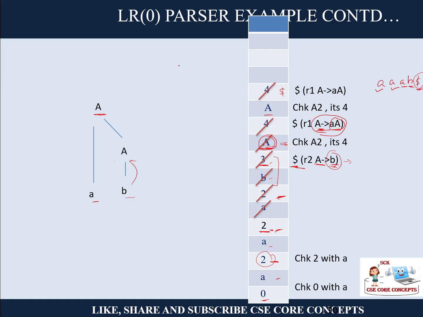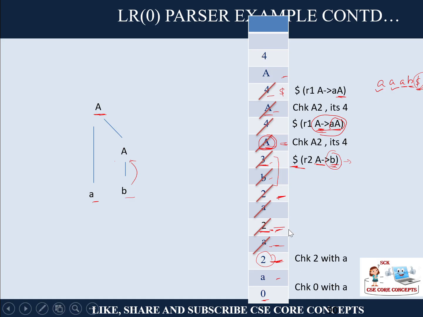So R1 says there are 2 elements on this side. So 4 have to be popped out. This 2 and this 2 have been popped out. Who are been popped out? 4A and these 2 elements have been popped out, right? What are you reducing it to? Capital A. Capital A and 2 will give you again 4.